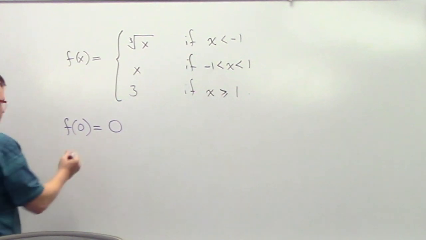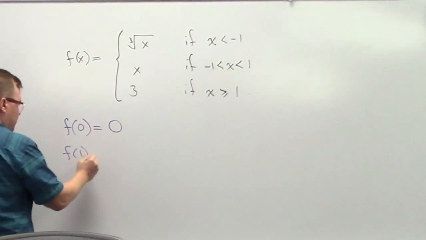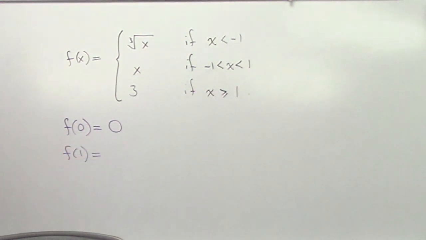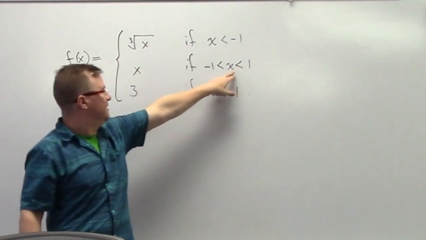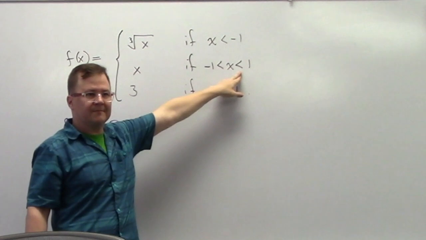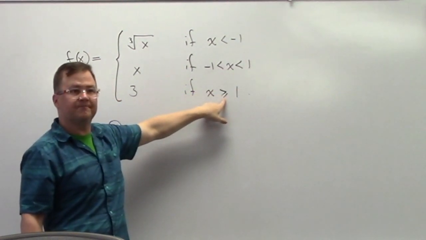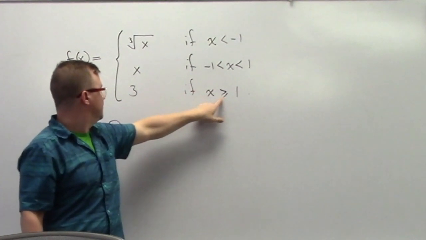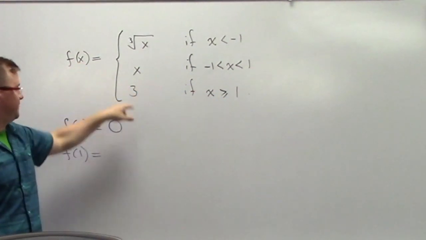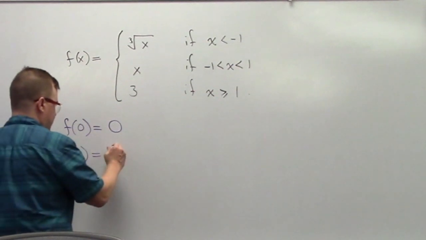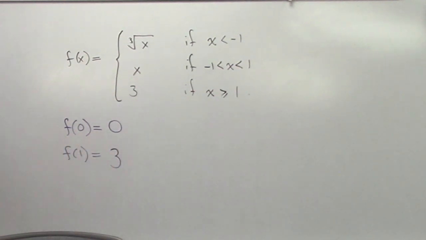And moreover, f of 1. It's not in the middle region, it's not less than 1, but it's equal to 1. So because of the greater than or equal to, I would say that f of 1 is 3. Right?